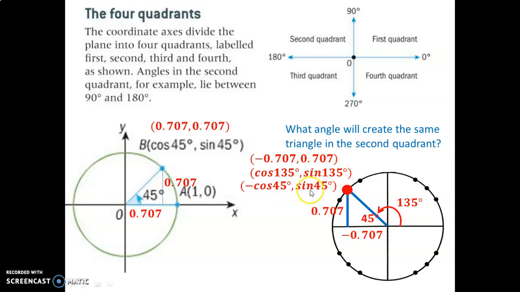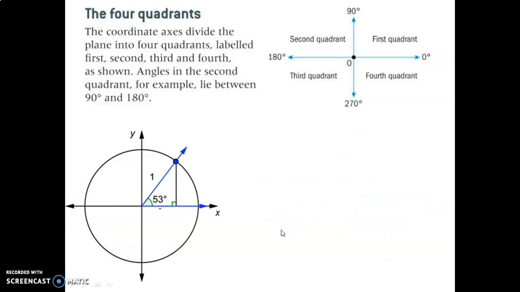However, sine, we can use sine 135 or 45. They both produce 0.707. We can see it here. So sine 135 and 45 are the same, and that's important to know. You'll see how that comes together in a minute. Okay, let's try another one.